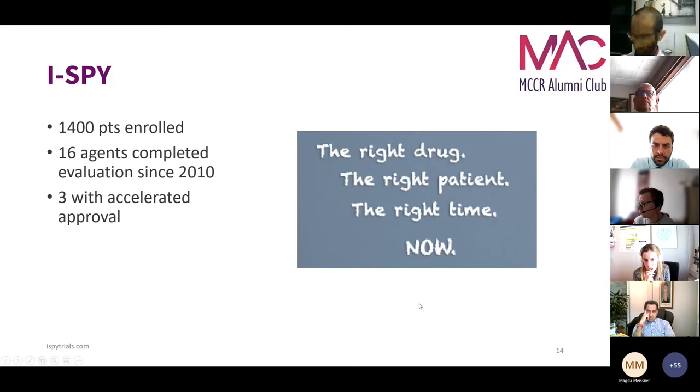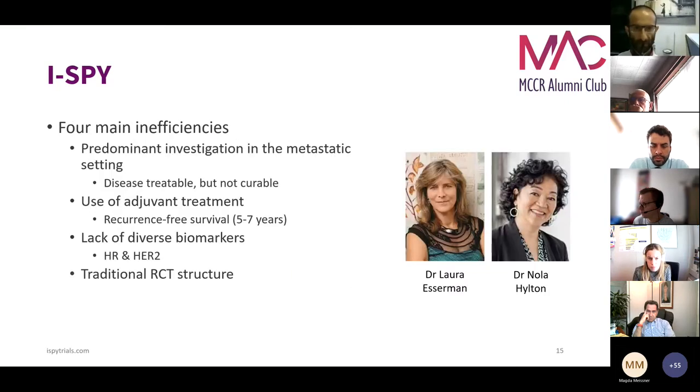So let's move to the I-SPY. What they have as a mantra is the right drug for the right patient at the right time, and that right time is now. They already have over 1,400 patients enrolled, and some drugs have already finished the evaluation under this study, and some even got accelerated approval. Where did it come from? The idea began in 1998 with Dr. Laura Esserman at UCSF and Dr. Nola Hylton. Dr. Esserman is a breast surgeon, and Dr. Hylton is a breast imaging specialist.